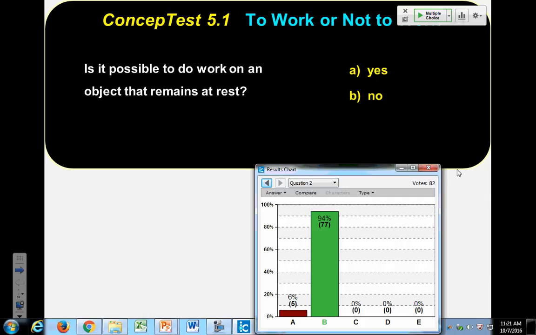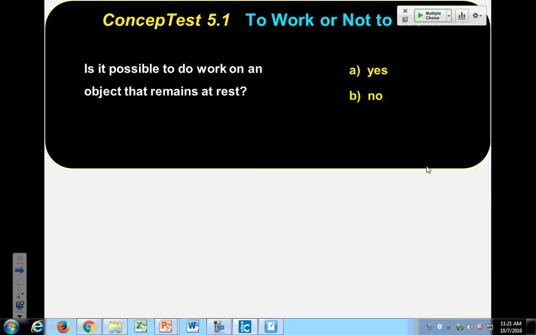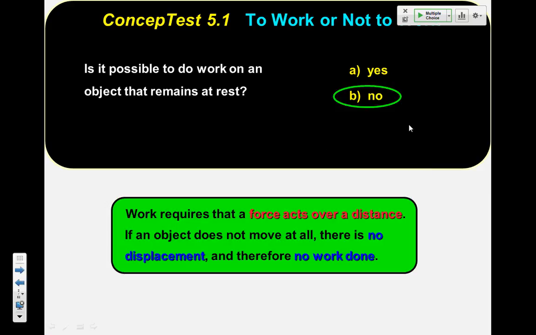Awesome. B is right. Remember, work is force times displacement. You have to have both a force and a displacement. If you don't have both of those, then you're not doing work. So it's not possible to do work on an object at rest.